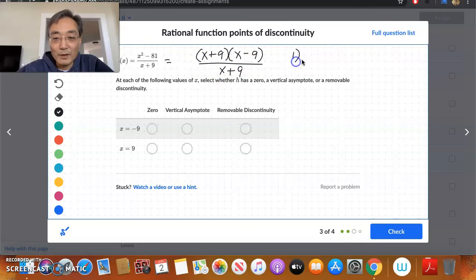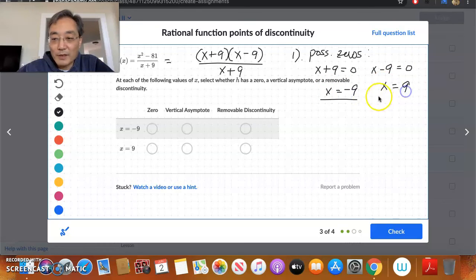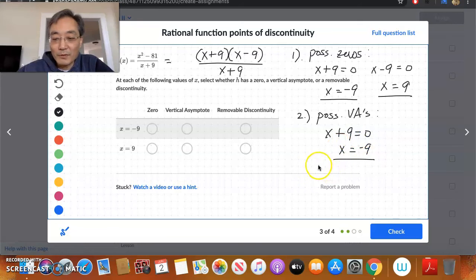Okay? Step 1, possible zeros. Set the numerators equal to 0. x plus 9 is equal to 0, x minus 9 is equal to 0. So we have possible zeros at x equals negative 9 and x equals positive 9. Step 2, possible vertical asymptotes. Set the denominator equal to 0. So x equals negative 9. That's a possible vertical asymptote.